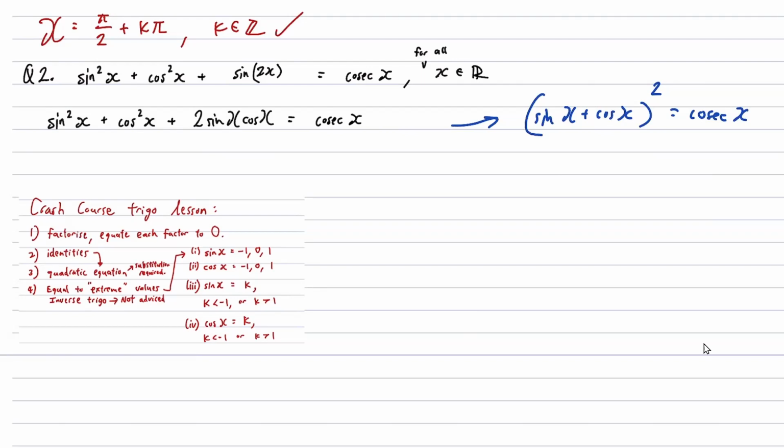So what I recommend instead is to focus on sine square plus cos square. What do you notice about these two? It's 1, exactly. So we're going to replace it with 1 plus 2 sine x cosine x. Then what about cosecant? Do you remember what is cosecant? It's 1 over sine. Very good. Then how do you solve this now?